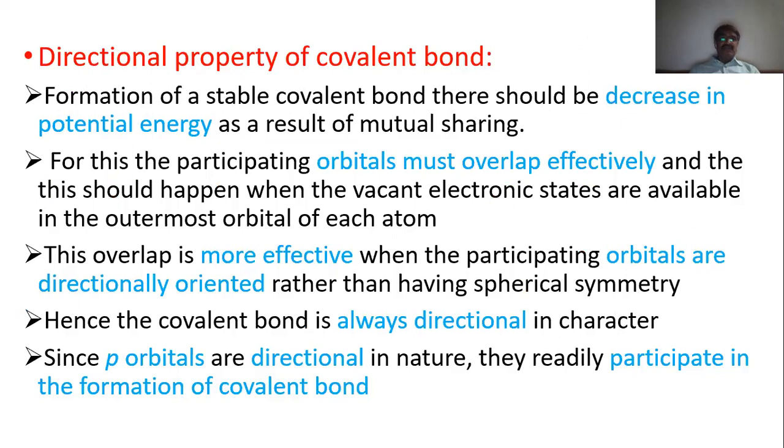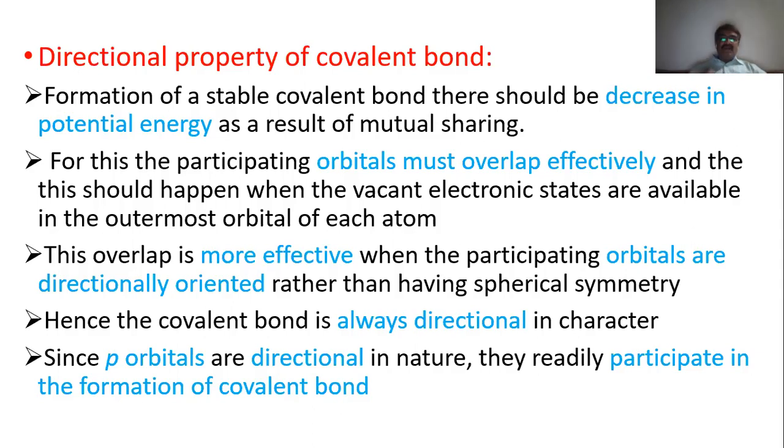of electrons. Okay, so decrease of potential energy is the main criterion behind formation of it. Because after the decrease of potential energy, after sharing, the system becomes stable. That means a stable covalent bond is formed. Okay, and this is possible if the outermost orbitals may overlap effectively. And it will happen if vacant electronic states are available in the outermost orbital and they overlap effectively. Okay, vacant means they have a deficiency of electrons.